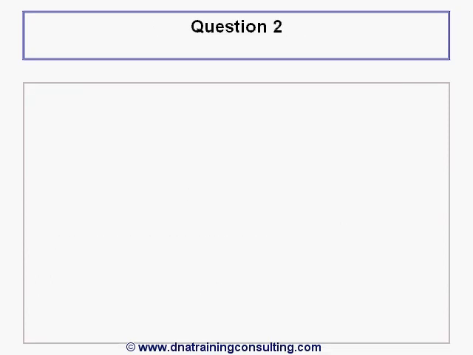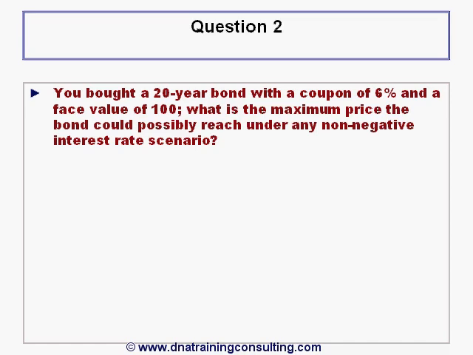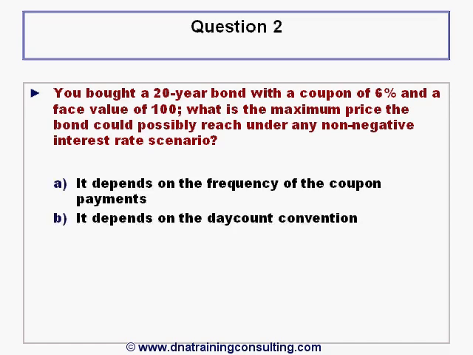Question 2. You bought a 20-year bond with a coupon of 6% and a face value of 100. What is the maximum price the bond could possibly reach under any interest rate scenario where interest rates cannot be negative? Here are the 4 possible answers.